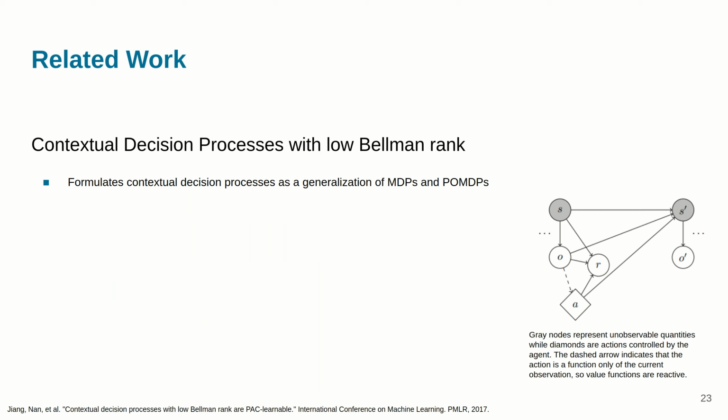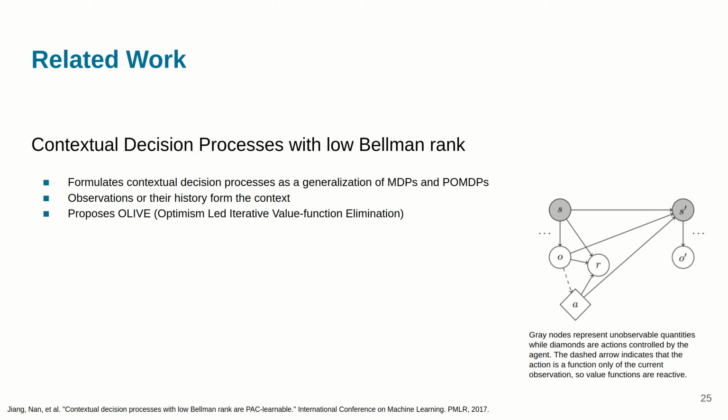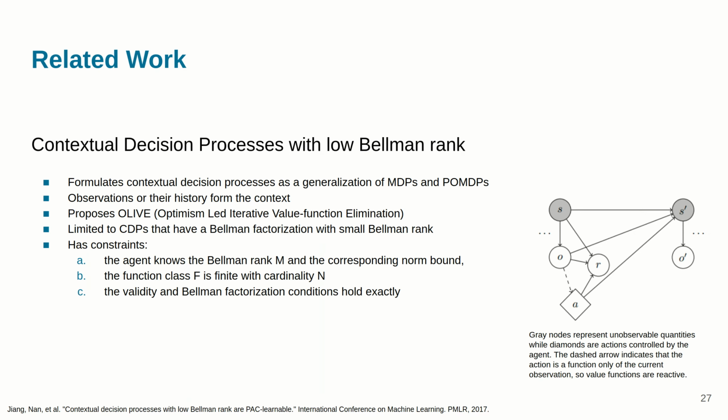In another work, a contextual decision process has been defined as a generalization of Markov decision processes or partially observable MDPs as well. And in this work, the observations or the history are those that form a context. Based on this definition, they propose an algorithm that tries to tackle the contextual reinforcement learning problem. Again, this is only designed for a constrained set of problems with a small Bellman factorization rank. And also, there are some additional constraints. For example, the Bellman rank needs to be known, and the function class has to have a certain cardinality and so on.